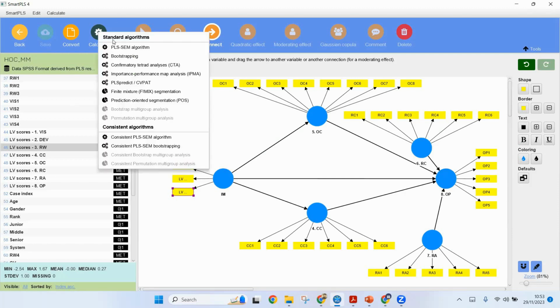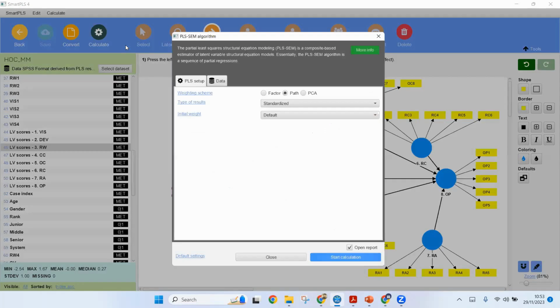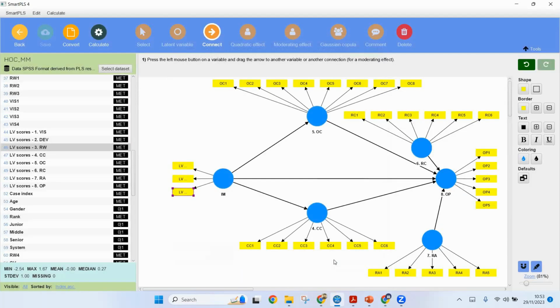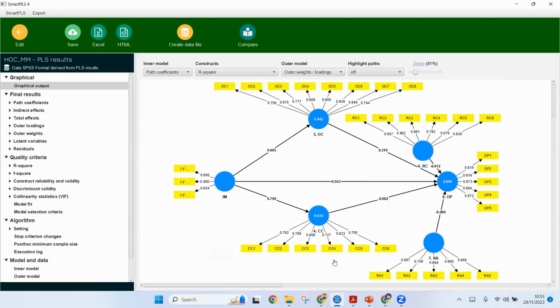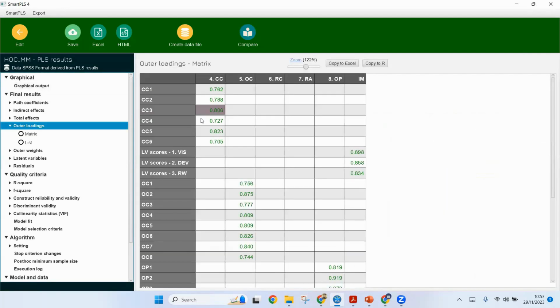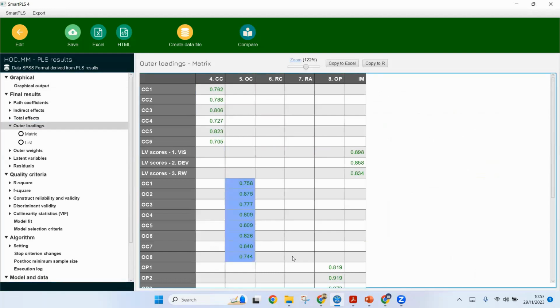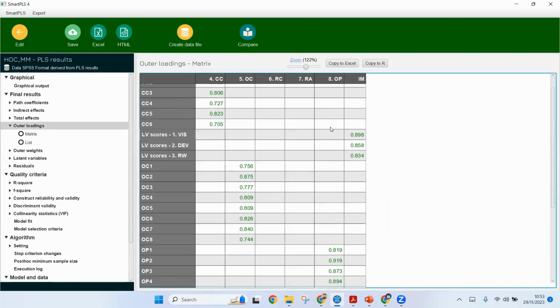How? Again, go to calculate, PLS-SEM algorithm. Same thing. And first go to outer loadings. Now, I'm not interested in these loadings now because I've already reported these. These are already reported. I'm only interested in this. And is it that the loadings are good? Yes, the loadings are way over the recommended threshold of 0.70. So there is no issue of loading.